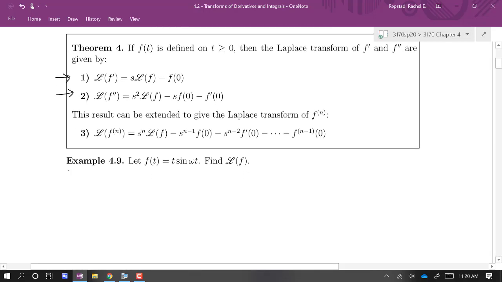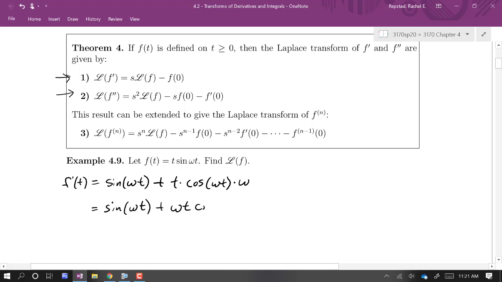So if we start with this function, for f prime of t, we're going to use the product rule. So we're going to get sine omega t times 1 plus t times cosine omega t times omega. Let me just clean that up a little bit. So there's our first derivative.